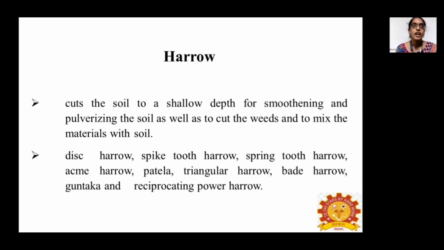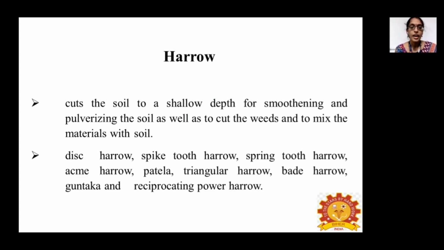Harrows are used to cut the soil at a shallow depth for smoothing and pulverizing the soil, as well as to cut the weeds and to mix the soil with the materials. Examples of these harrows are disc harrow, spike tooth harrow, spring harrow, acme harrow, triangular harrow, blade harrow, kunta, and reciprocating power harrow. So these are all the harrows which are available.